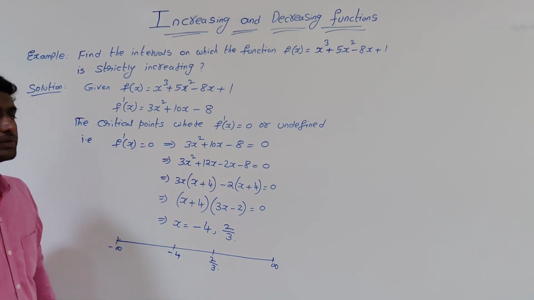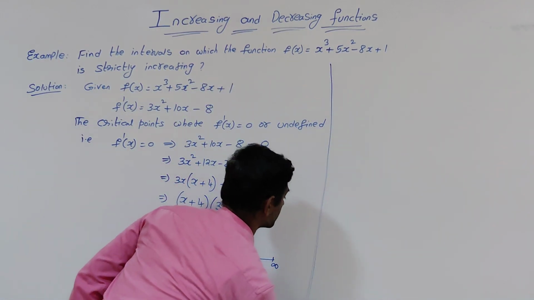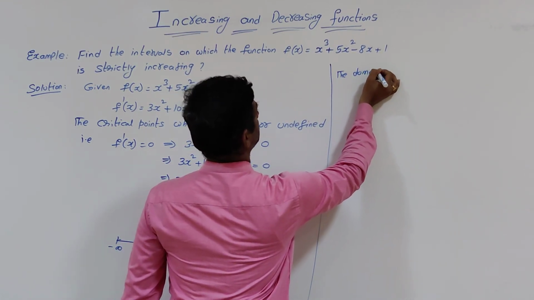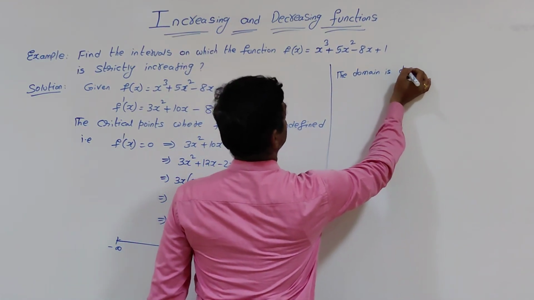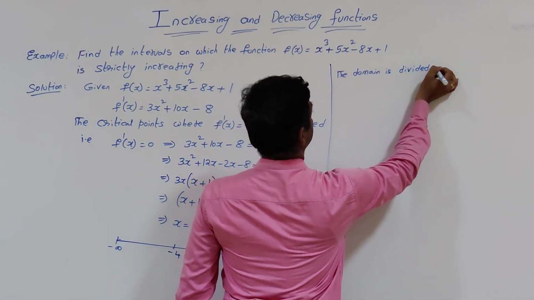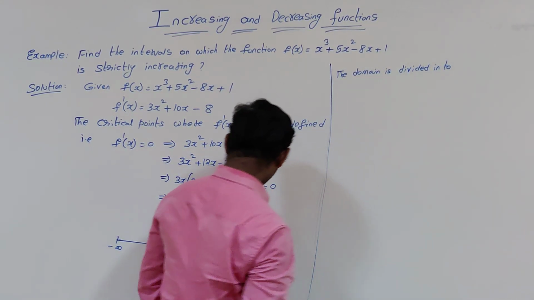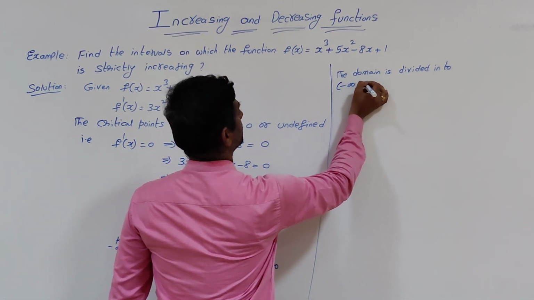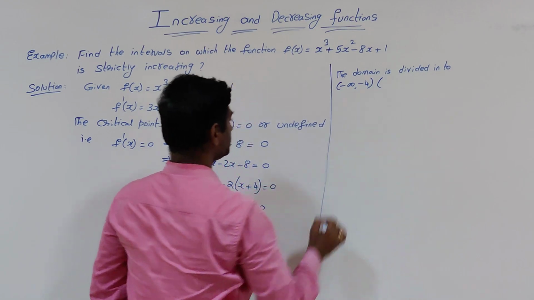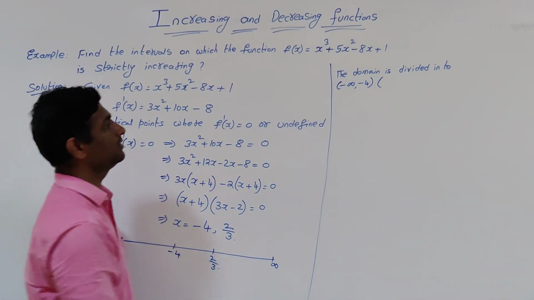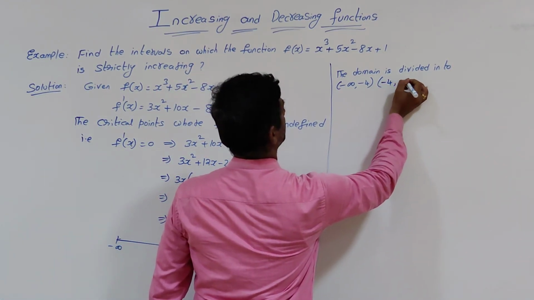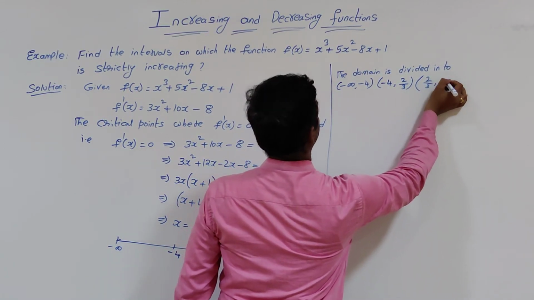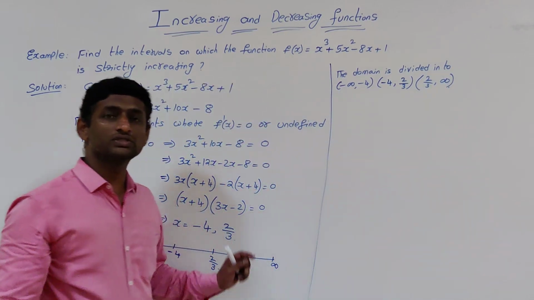So the domain is divided into 3 parts. One is minus infinity comma minus 4. The other is minus 4 to 2 by 3, minus 4 comma 2 by 3. And the other is 2 by 3 comma infinity. That is our second step.